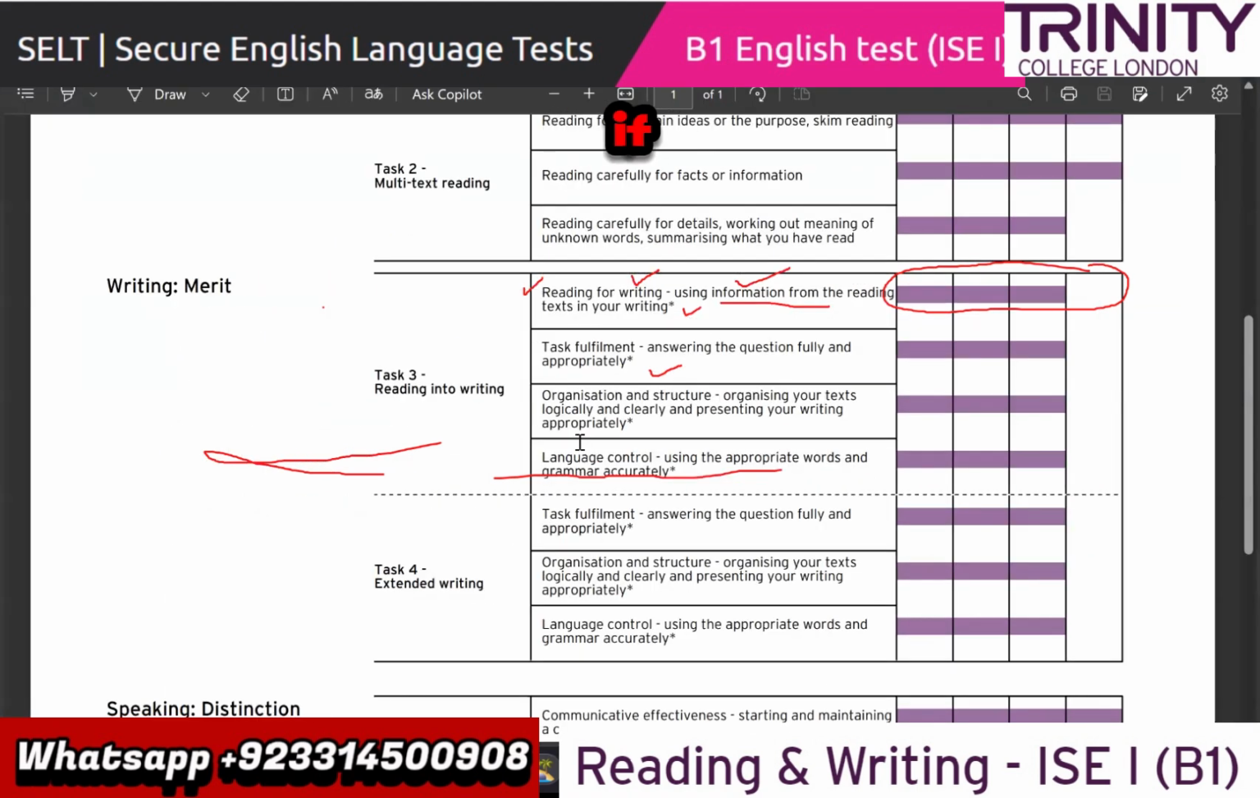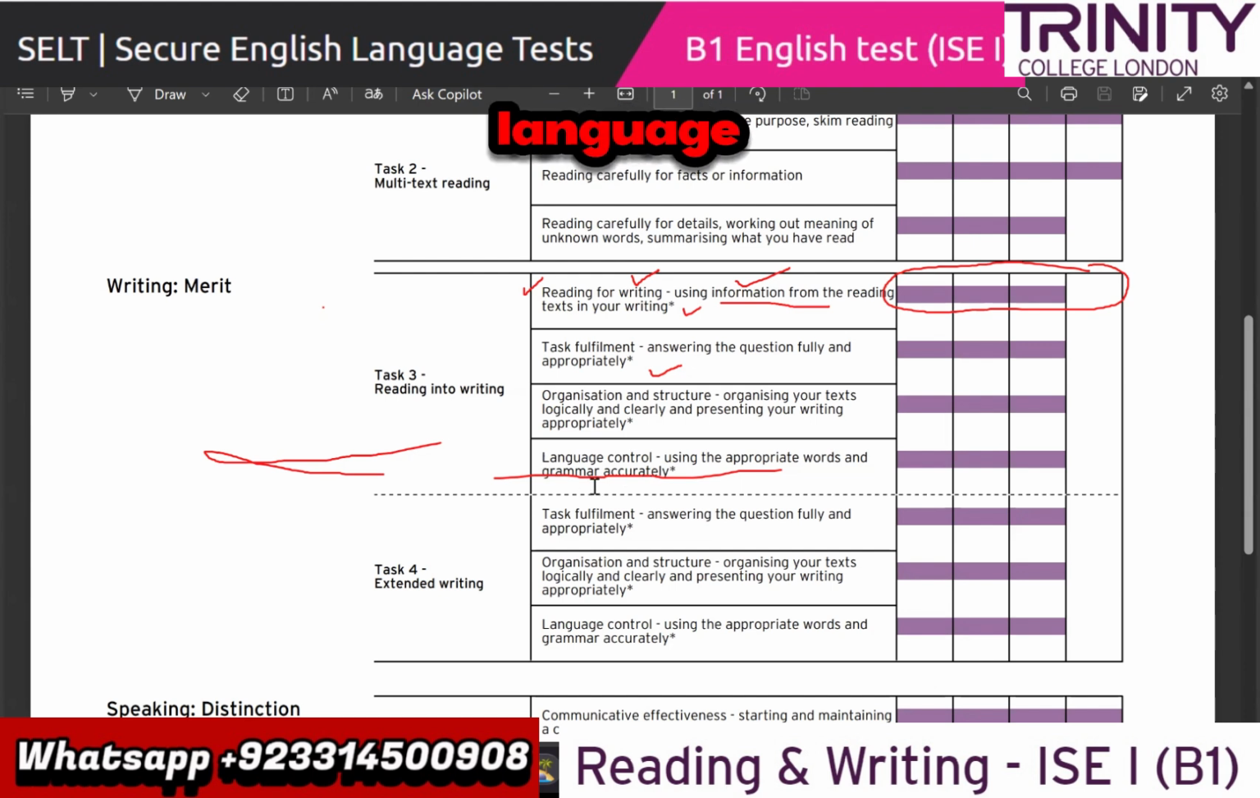Then if we go down further, organization and structure: organizing your text logically and clearly and presenting your writing appropriately. What do you mean by organization? When I say firstly, secondly, thirdly, organization means putting things in order, right or wrong? Yes. So arranging information logically and organizing it, that's what we are trying to do. We're trying to divide paragraphs and say, okay, firstly I want to talk about this, secondly I want to talk about this, and thirdly I want to talk about this, because we want to gain marks.